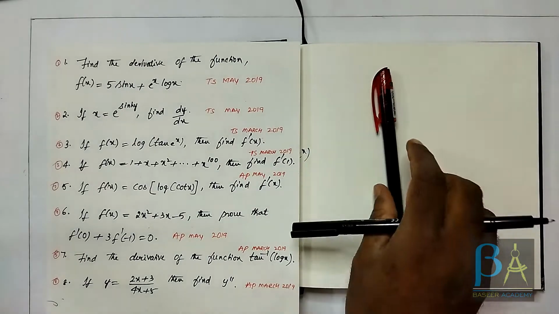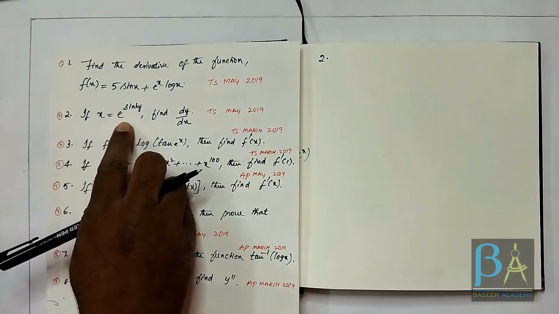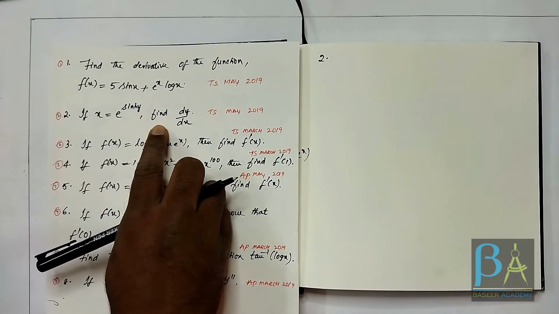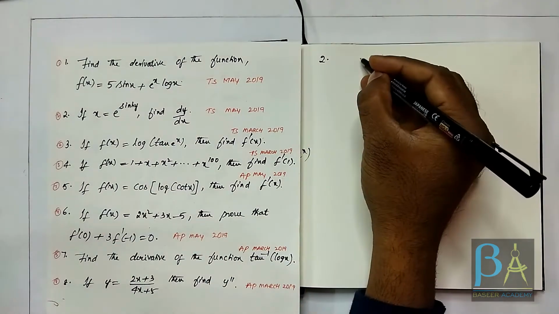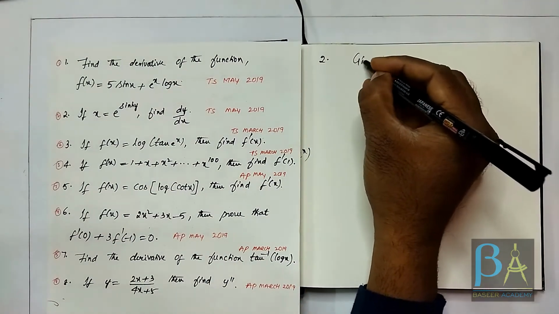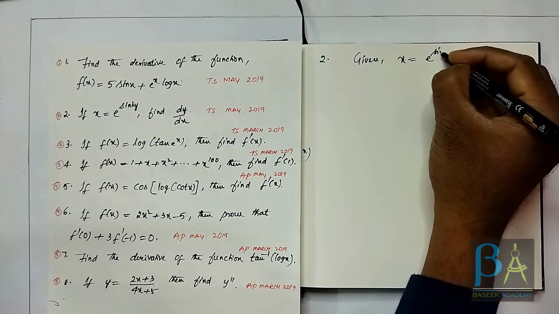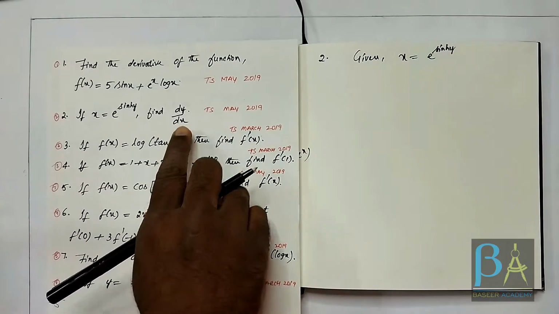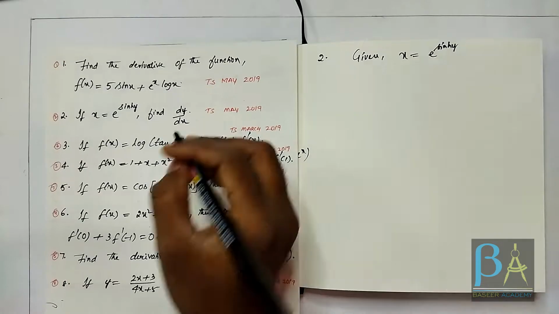The second question says x is equal to e power sinh y, and we are supposed to find dy by dx. There are actually quite a few ways of doing this. Let me first write what is given to us. It says x is equal to e power sinh y, and we are supposed to find dy by dx, which means I have to differentiate this with respect to x.